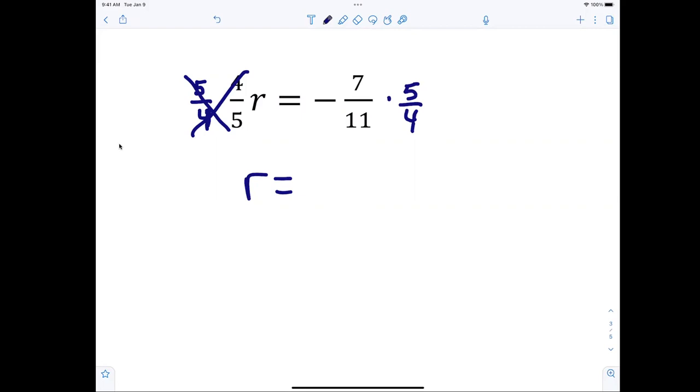What are you having trouble with? 7 times 5? What are you talking about? No, stop. Multiplying fractions, you multiply straight across. What is that? -35. What's 11 times 4? 44. That's the answer. Multiplying fractions. See, you can't reduce this way. So you just multiply straight across.